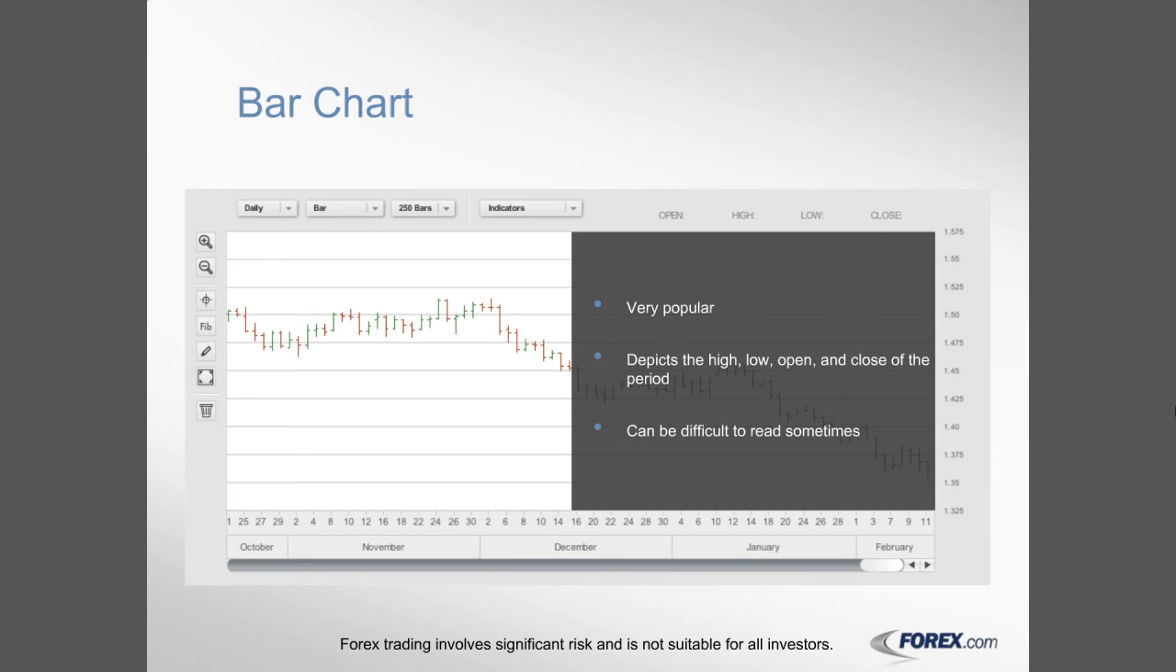Now, the second type of chart that you can use is the bar chart. This method shows pricing action using vertical bars. The bar represents the trading range for the stated time period. The top of the bar records the highest price that the market traded during that time period, and the bottom of the bar records the lowest price. And then the tick mark on the left records the opening price, while the tick mark on the right records the closing price.